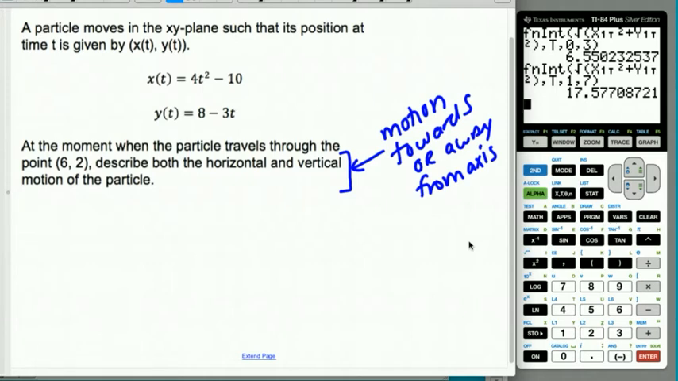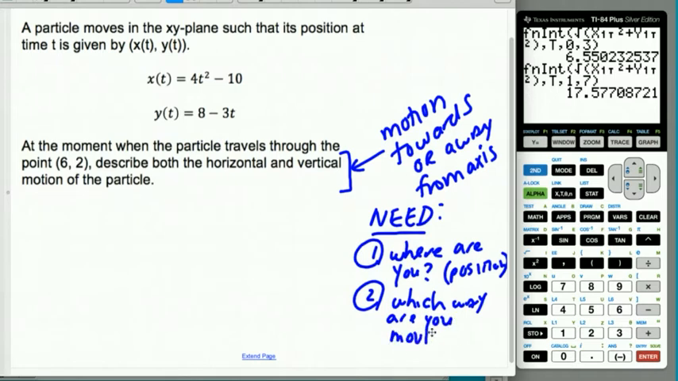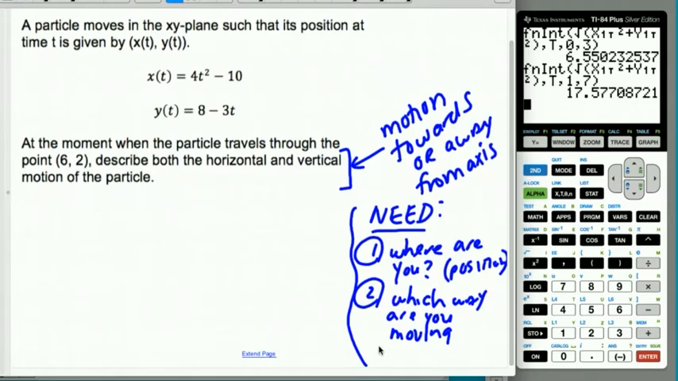So let's go ahead and walk through this. In order to describe the motion, you basically need 2 pieces of information. One, where are you, right? Where is the particle? So that's the position. And 2, which way are you moving? And we're going to address this again later in another video. In fact, when we talk a little bit more about polar, I believe is when I include it, because you'll hear this question in polar motion too.